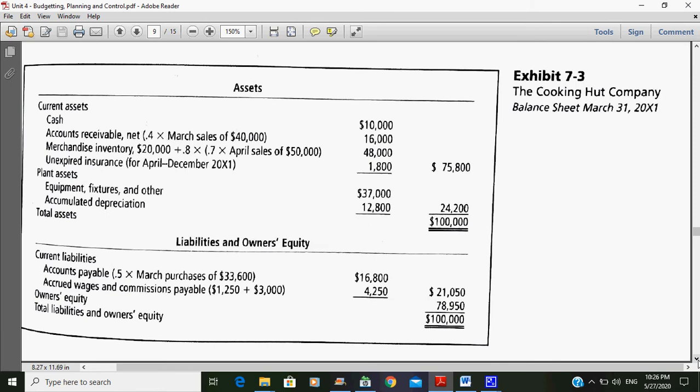You should pause the video right here if you do have it. This is the Coconut Hut Company balance sheet, March 31, 2001. Please let us know if you don't have it, alright?